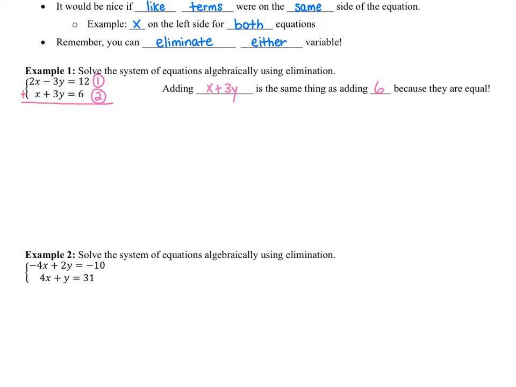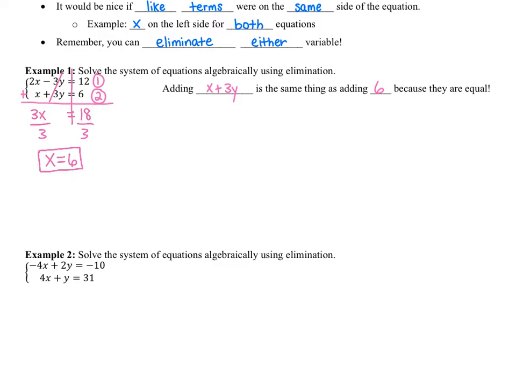So combine like terms, so all left side to left side. So 2x plus x gives us that 3x. Negative 3y plus 3y zeros out. And then line up your equal sign. 12 plus 6 is 18. Finish solving that. It's not too hard. Divide by 3. We get x is equal to 6.